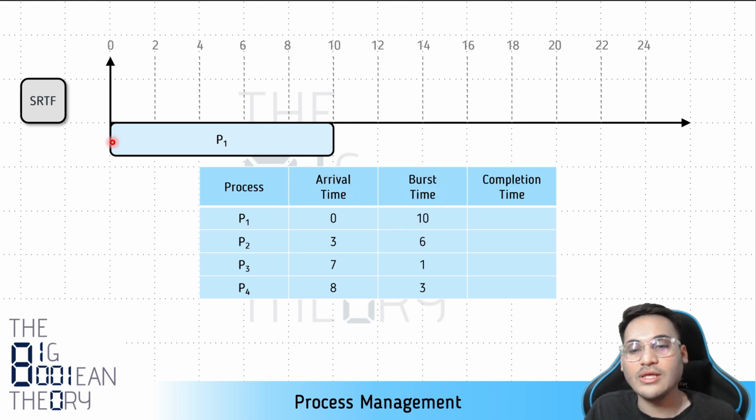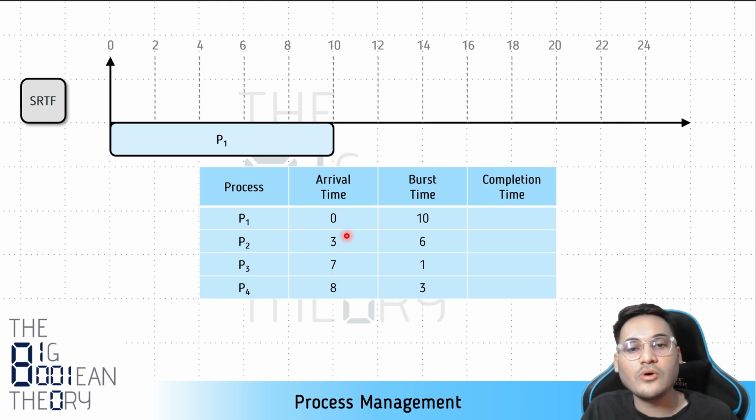So you can see it will ideally execute for a duration of 10 milliseconds. So we have not yet allocated the CPU to this process. It has just entered the system. So if you see at t equals 0, no other process is there in the system. Process P2 will come at 3 milliseconds, P3 will come at 7, and P4 will come at 8.